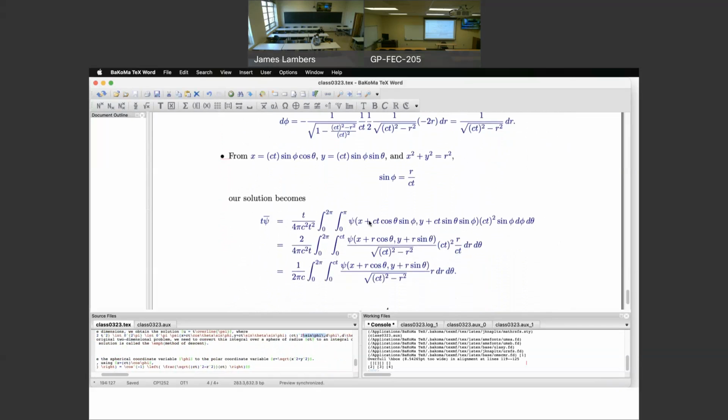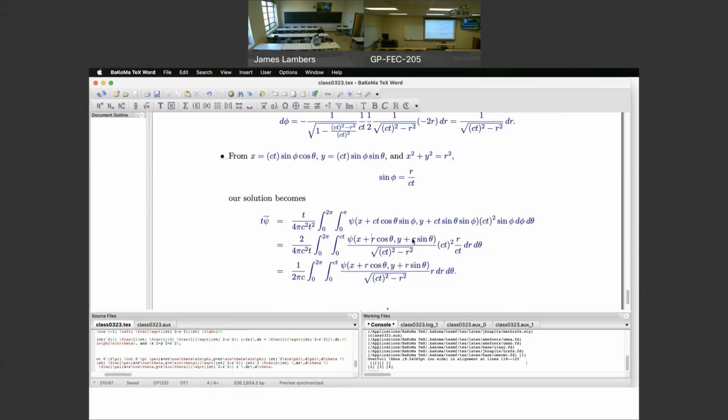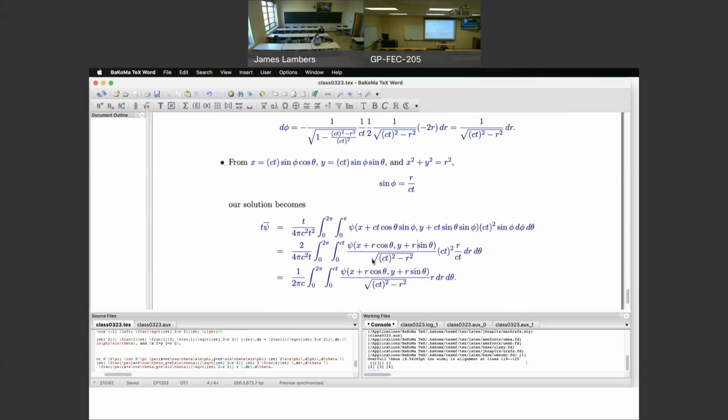So now, here's my original integral. And now I can rewrite it in terms of polar coordinates. So wherever we see ct sine phi, that becomes r, here and here. From the d phi, that's where this square root comes from. Sine phi, here the integral becomes r over ct.